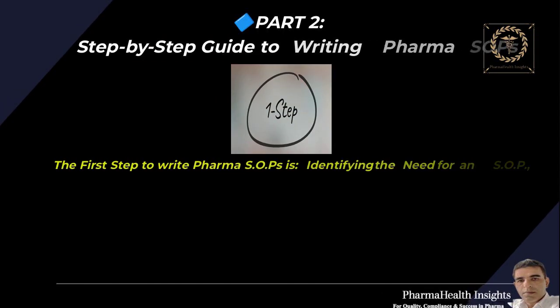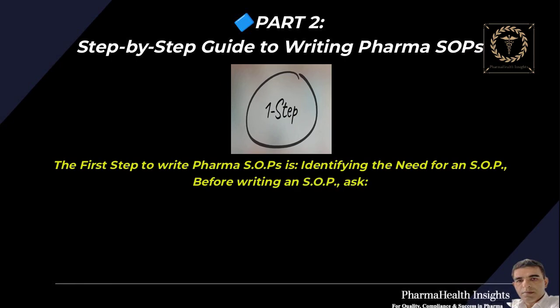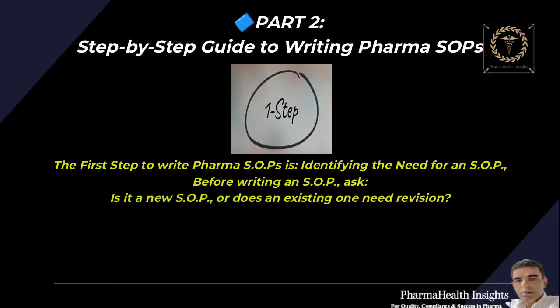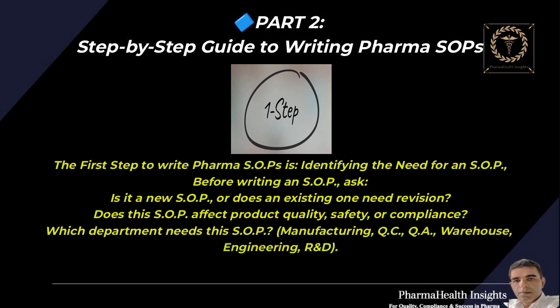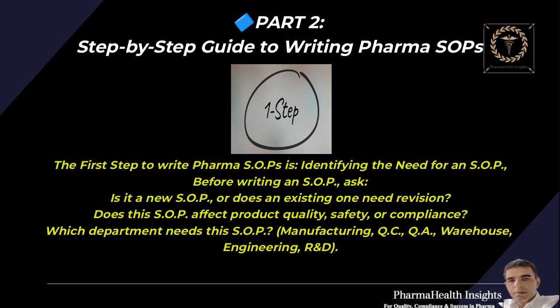The first step to write pharma SOPs is identifying the need for an SOP. Before writing an SOP, ask, is it a new SOP, or does an existing one need revision? Does this SOP affect product quality, safety, or compliance? Which department needs this SOP? Manufacturing, QC, QA, warehouse, engineering, R&D.